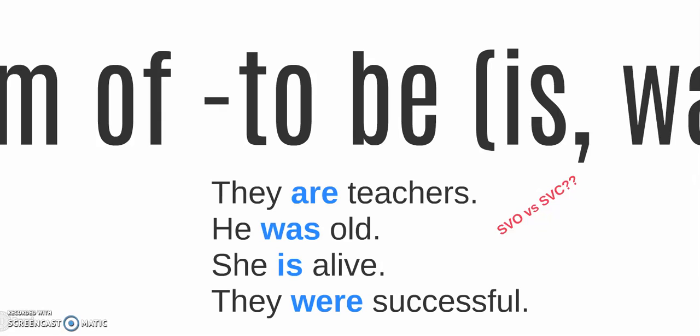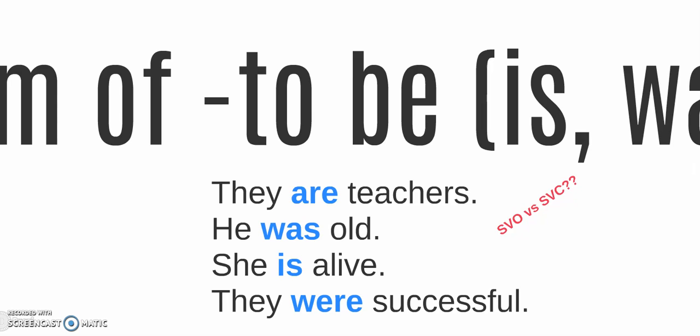So they are teachers. Teachers is describing what they are, therefore it's a complement. He was old. She is alive. They were successful. All those are describing the subject, therefore they are subject complements. And the verbs down the middle are all a form of the verb to be.